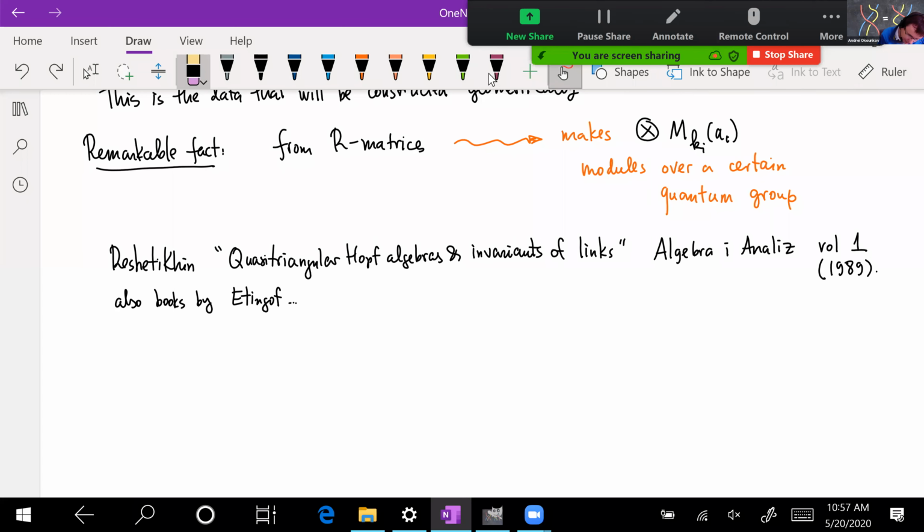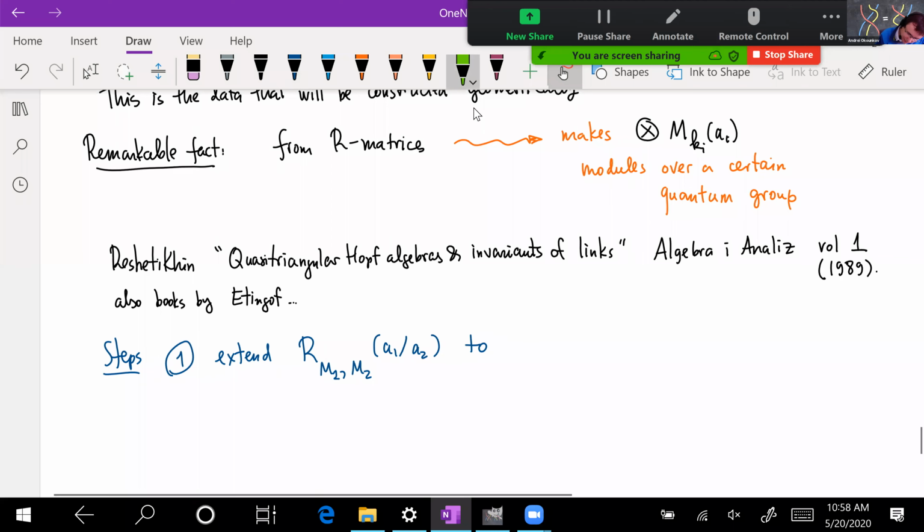So steps. First, we extend. Extend is kind of R, M1, A1, M2, or maybe R, M1, M2 of the ratio A1, A2. Now we have two modules of this kind, so we would like to have a tensor product.